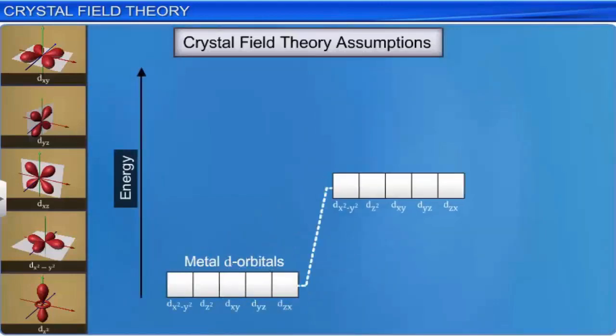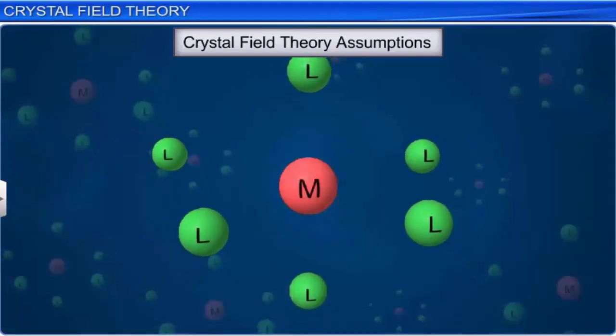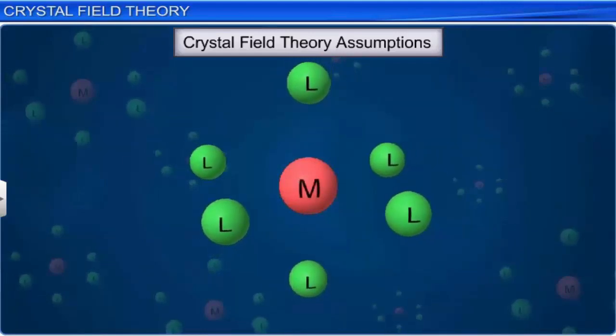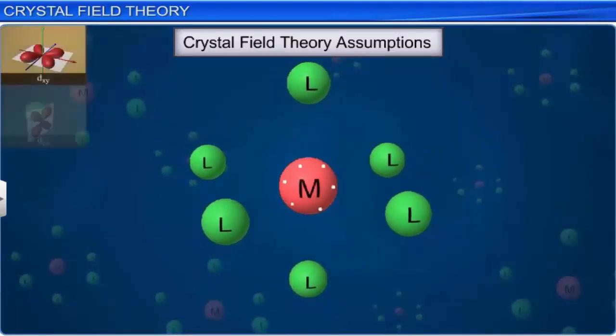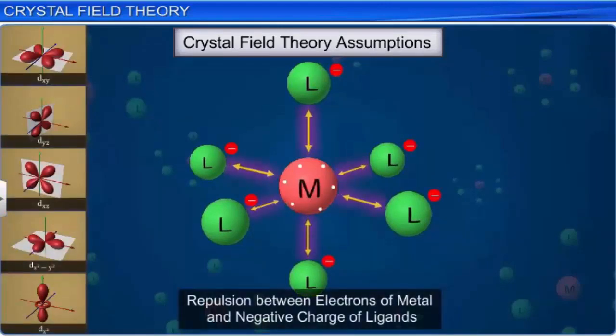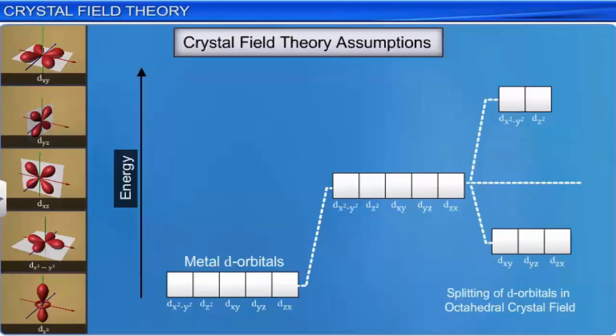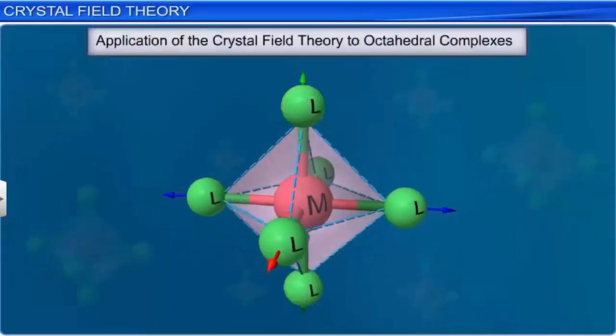Okay, so the metal has electrons, no? The electrons of the metal and the ligands already have lone pair electrons. So these two negative charge spheres repel each other, and because of this repulsion, what happens? The energy of the 5 d orbitals increases, right?